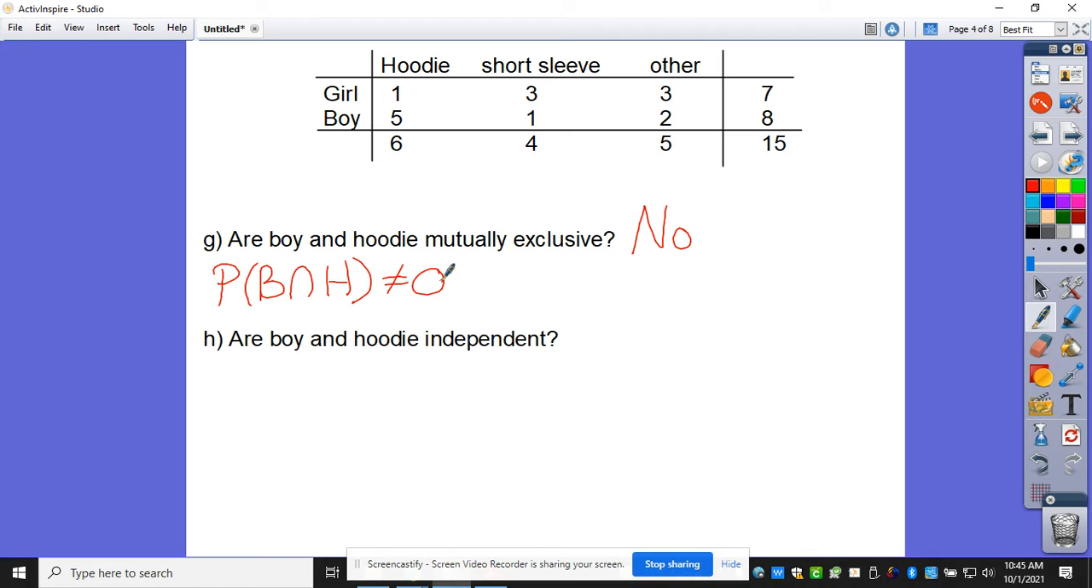What would you tell me? They overlap. What does this mean? They don't overlap. So this is saying they don't. The overlap is not 0, which is saying in words they do overlap. Are boy and hoodie independent? What do I check?